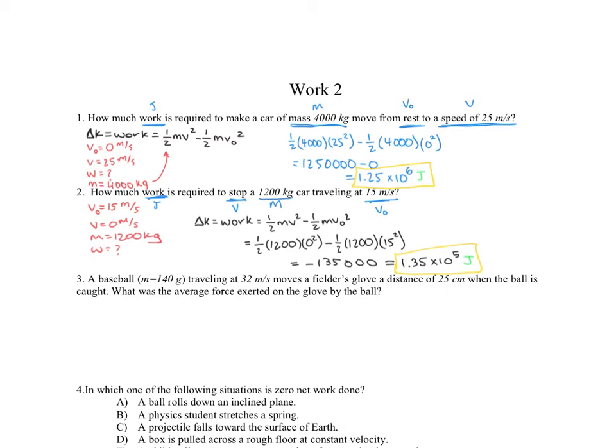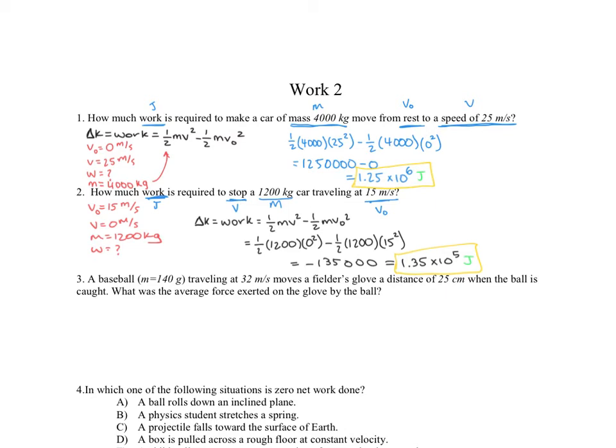So number 3 is where it gets a little tricky. A baseball of mass 140 grams traveling at 32 meters per second moves a fielder's glove a distance of 25 centimeters when the ball is caught. What was the average force exerted on the glove by the ball?